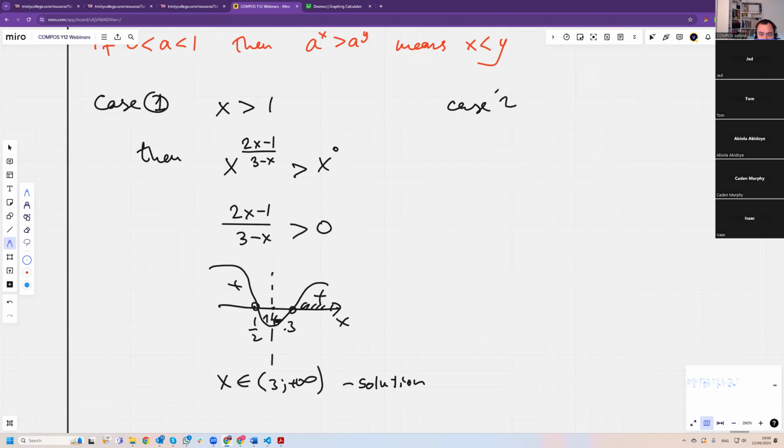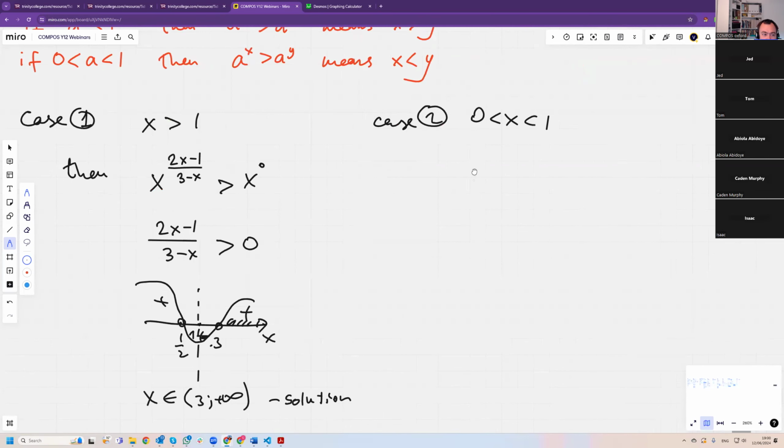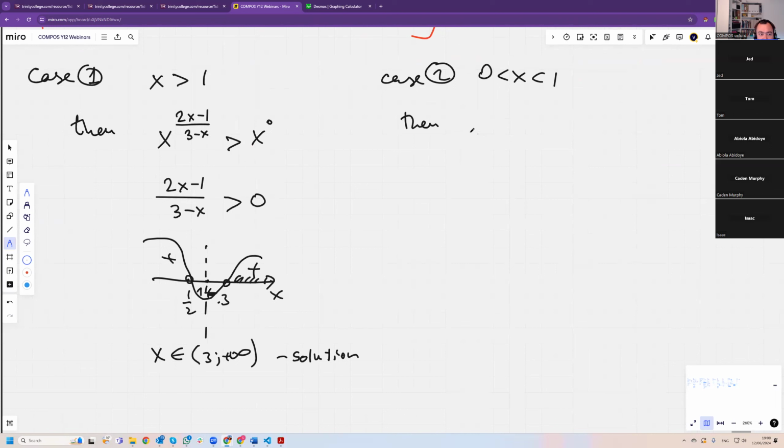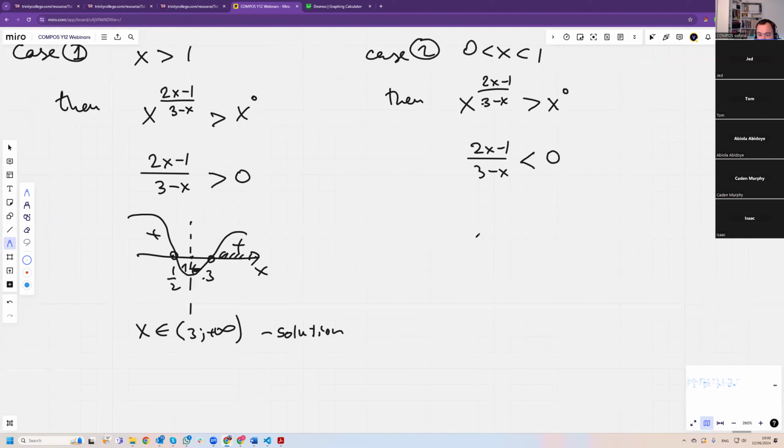Case 2. x is between 0 and 1. Then x to the power (2x minus 1)/(3 minus x) greater than x to the power 0 means (2x minus 1)/(3 minus x) is less than 0. It's the same picture. 1/2, 3, except there's a 1 here. And we need a negative one.